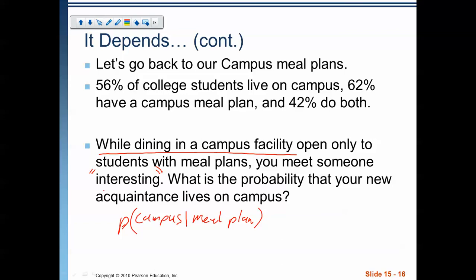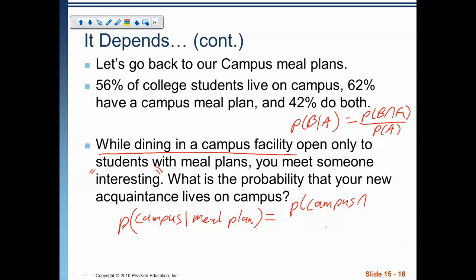Given that we have a meal plan, because we met this interesting person while we were dining, what's the probability that we live on campus so we can quickly get to the other person's house? I mean, so that we can know that they live near us. All right, we're going to have to use our formula for this one. Formula: P of B given A equals P of B and A over P of A.